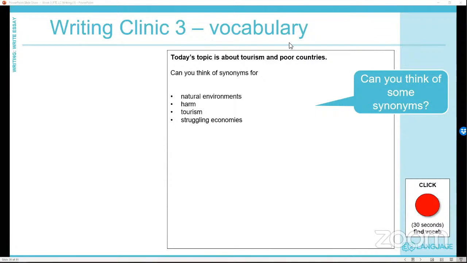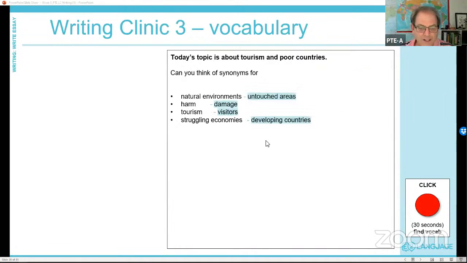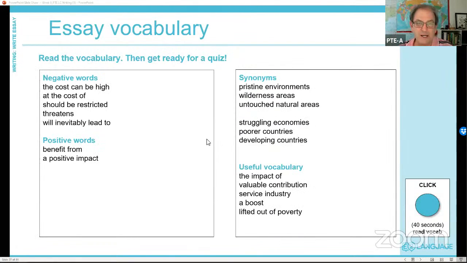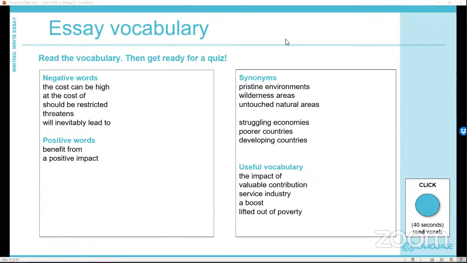Yes, your reading score is affected in summarized written text was one of the questions. Okay, good work. Untouched, damaged, visitors, developing countries. We're stimulating our vocabulary to be able to use in our writing. It's a good idea to keep building your vocabulary. Read through this out loud if you can, in some cases, over the words you're not familiar with. See you in 40 seconds. And then I'll give you a quick quiz.